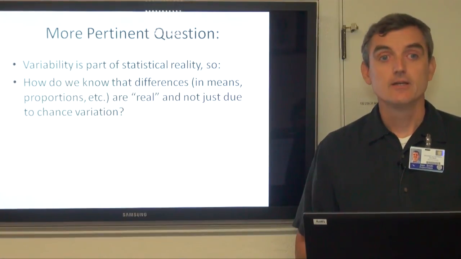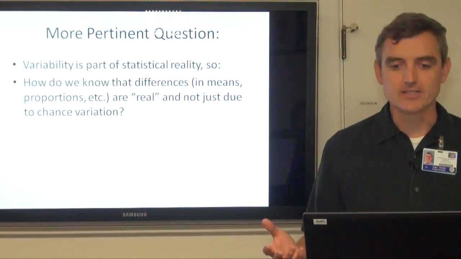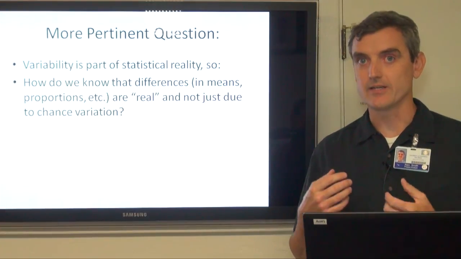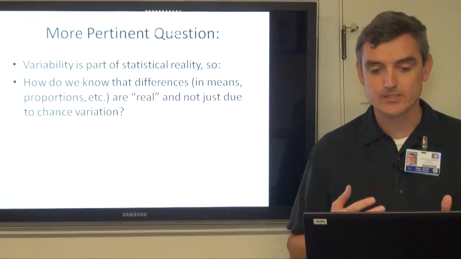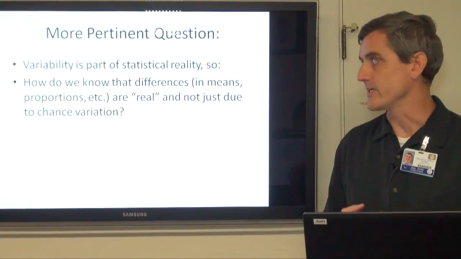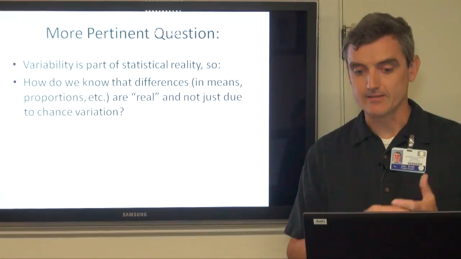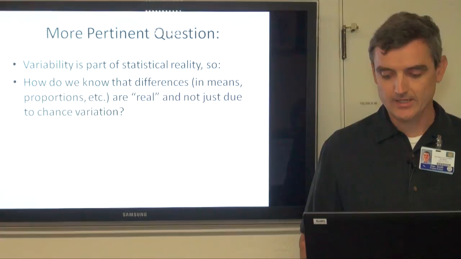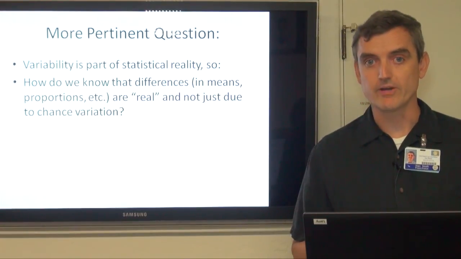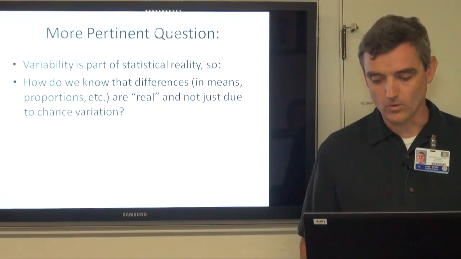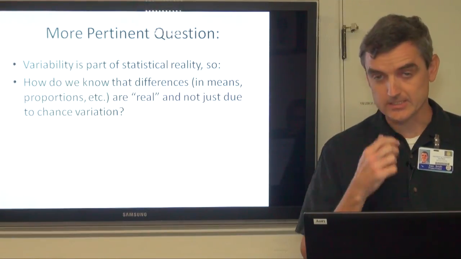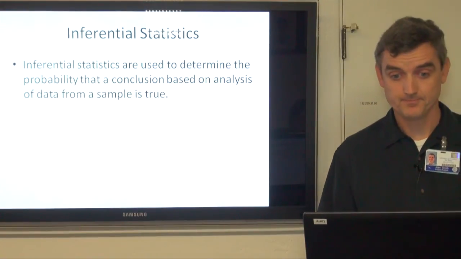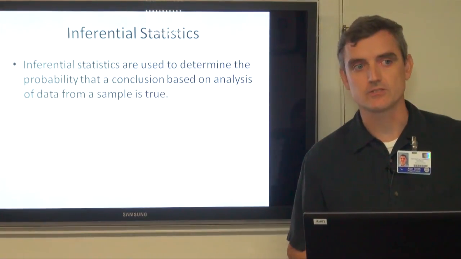But more pertinently, since, as I mentioned, variability is part of statistics, how do we know when we see that one thing is larger than another, when we see a difference between two observations, how do we know if it's real? Since we know that there is some variation, how do we take that variability into account and say whether it's just due to chance or whether we're finding that signal out of the noise and finding a real difference?